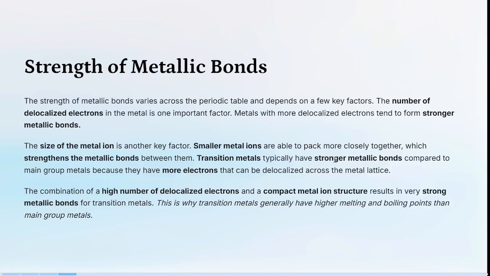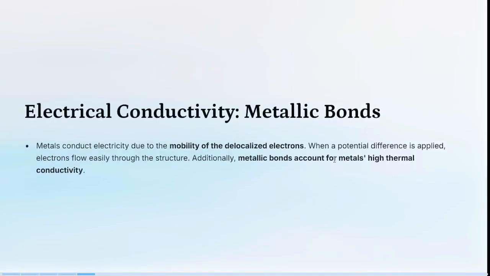So this is why transition metals generally have a higher melting point and also a higher boiling point than main group metals. Let's talk about electrical conductivity in metallic bonds. Metals conduct electricity due to the mobility of the delocalized electrons. As I said in one of the lessons, when you have charges moving, you create electricity, because electricity is the movement of charge. So when the electrons in metals are continuously moving, it is the reason why metals are naturally good conductors of electricity.